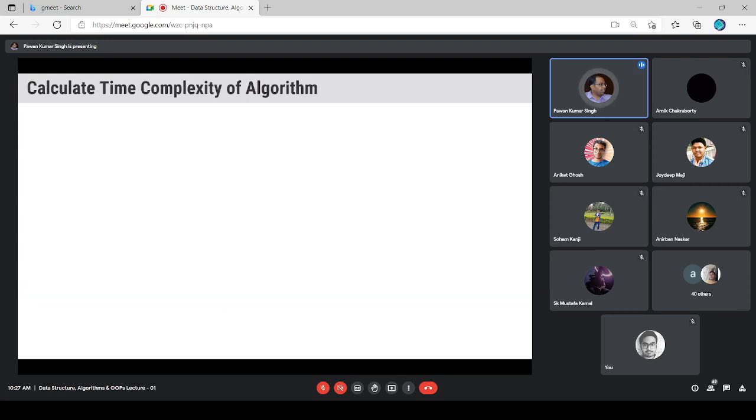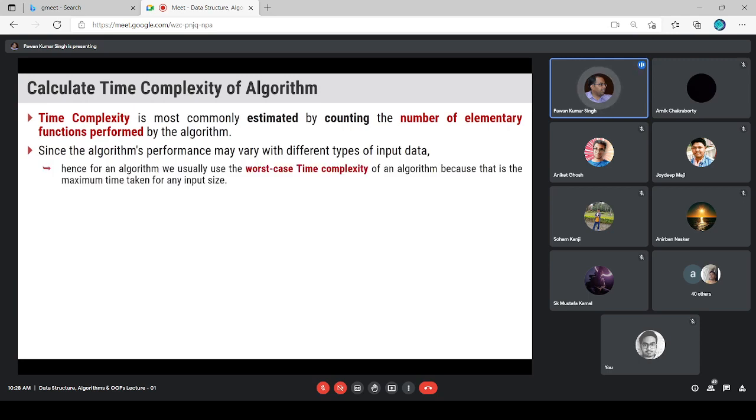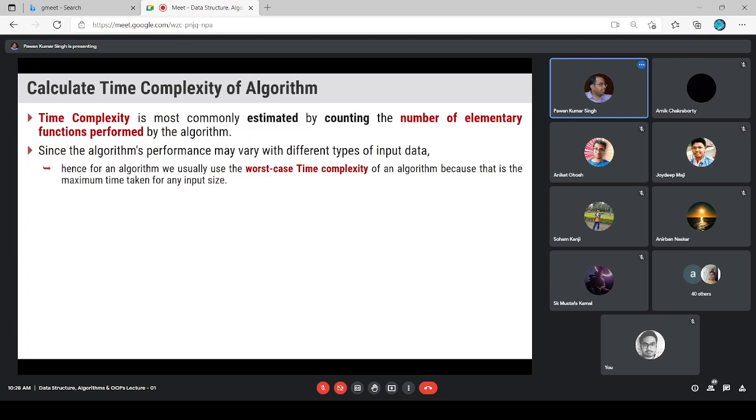Now, how to calculate the time complexity of an algorithm? It is mainly calculated by counting the number of elementary operations performed by the algorithm. Since the algorithm performance varies with the type of input data, for an algorithm we usually take the worst case time complexity, because that is the maximum time taken for an input size.